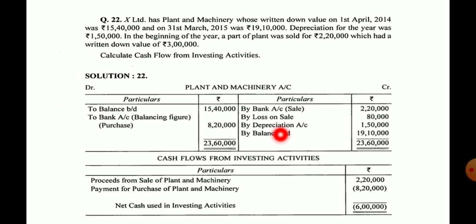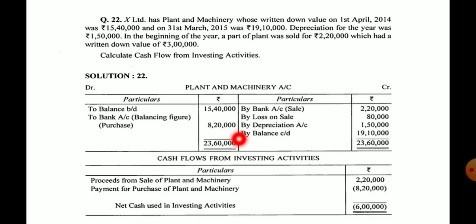Now X Limited has plant and machinery whose written down value on 1st April is 15,40,000 and on 31st March 2015 was 19,10,000. Depreciation for the year was 1,50,000. At the beginning of the year, a part of plant was sold for 2,20,000 which had a written down value of 3 lakh. Calculate cash flow from investing activity.